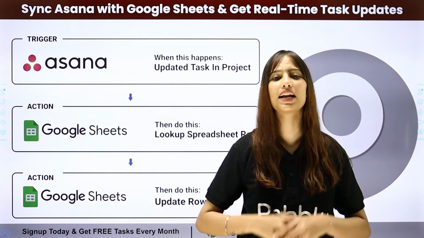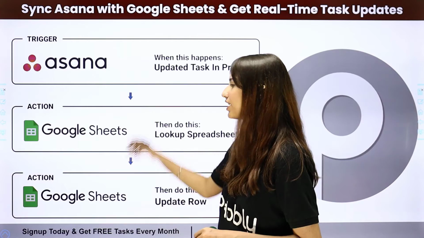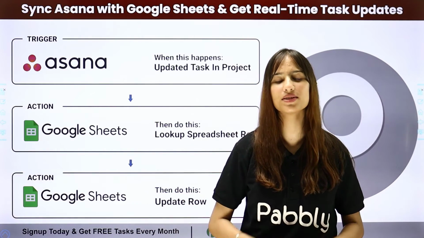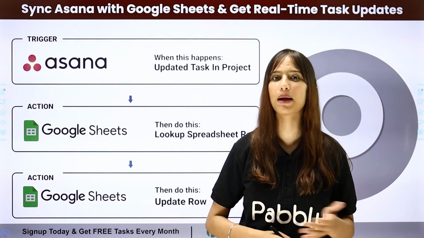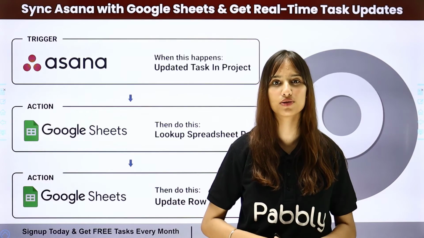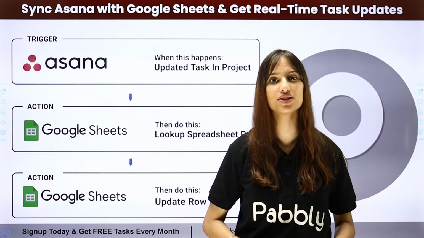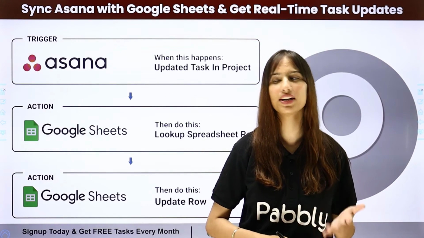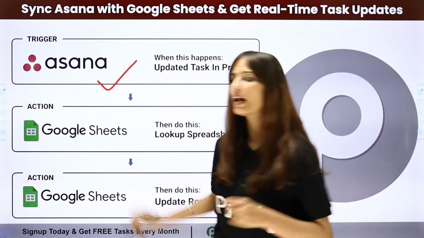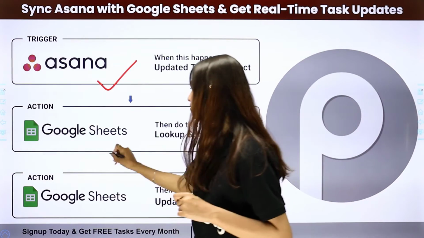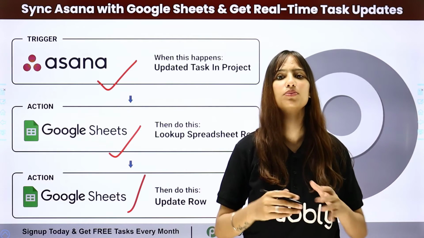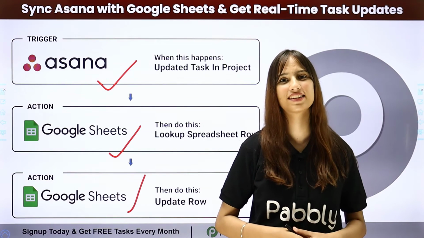Now to do this, I need to build a connection between these applications, for which I'm going to use this amazing automation software, that is Pabbly Connect. Pabbly Connect follows the concept of trigger and action. Here my trigger application will be Asana and my action application will be Google Sheets. If you want to learn more about this, follow me through the screen.